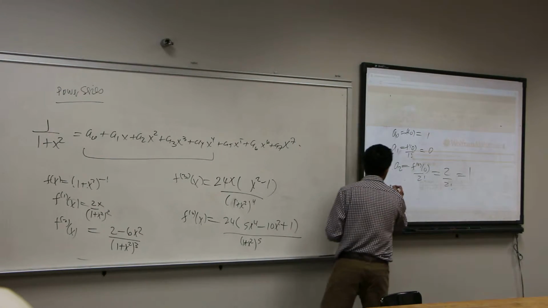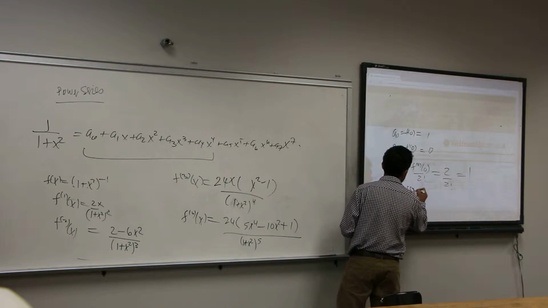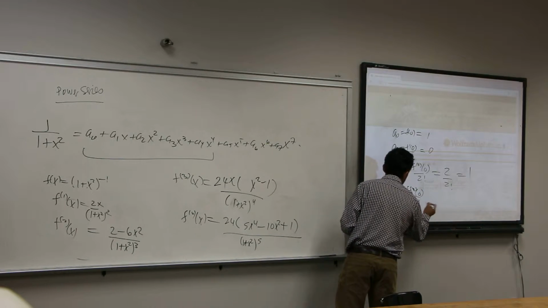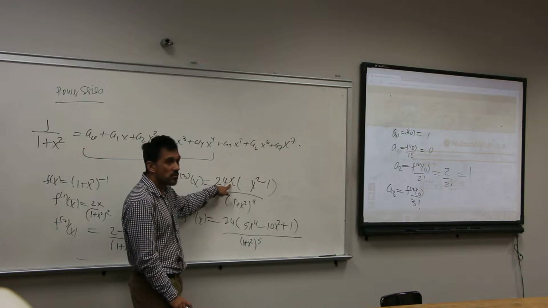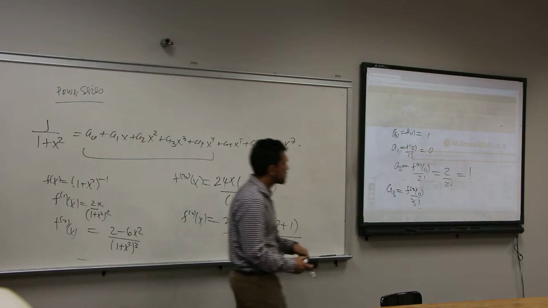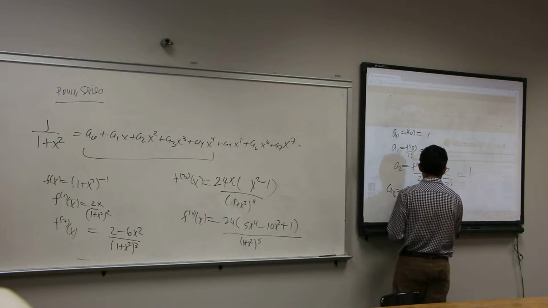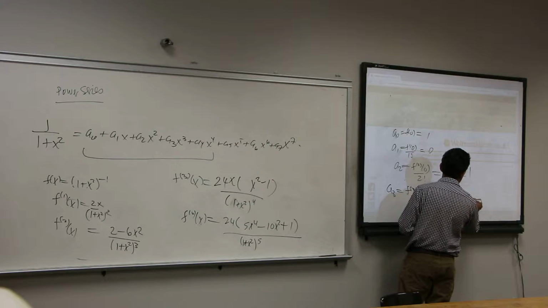What is a3? a3 is the third derivative evaluated at 0 divided by 3 factorial. What's the third derivative evaluated at 0? 0. So a3 is 0.